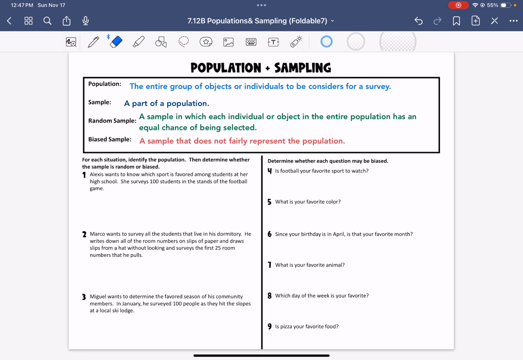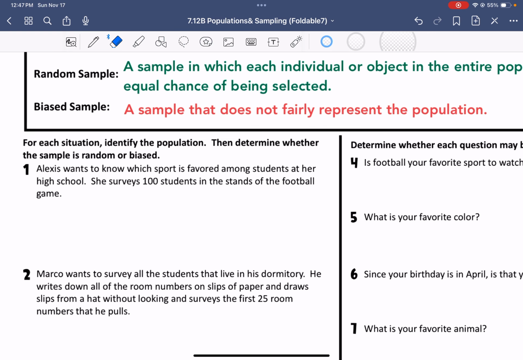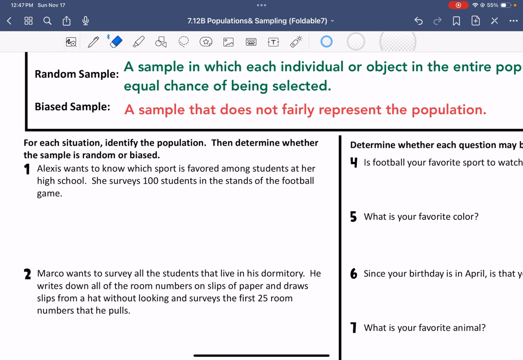We're going to do a couple of these from the example, and then you're required to finish the rest of them. So it says, Alexis wants to know, read the directions. For each situation, identify the population and determine whether the sample is random or biased. So if it's biased, you're not allowing everyone to participate. Okay. Alexis wants to know which sport is favored among students at her high school.